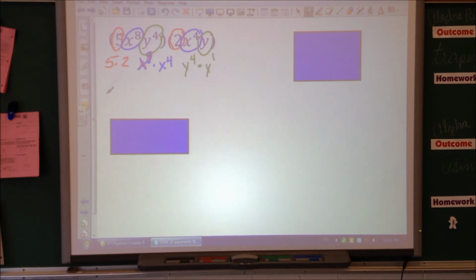So 5 times 2, I can do that. That gives me 10. And remember on your tree diagram, when you're multiplying powers, we really add them. So 8 plus 4 gives me 12, so this becomes x to the 12. And since I'm multiplying these two, they have the same bases, I add my two powers. 4 plus 1 is 5. So I get 10x to the 12, y to the 5. And that's as simple as I can get it. I can't do anything else because I don't know what x or y is. Let's look at our second one.